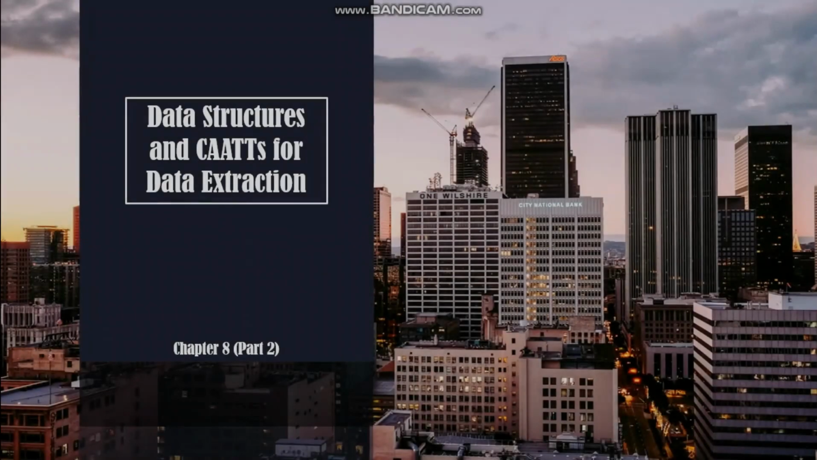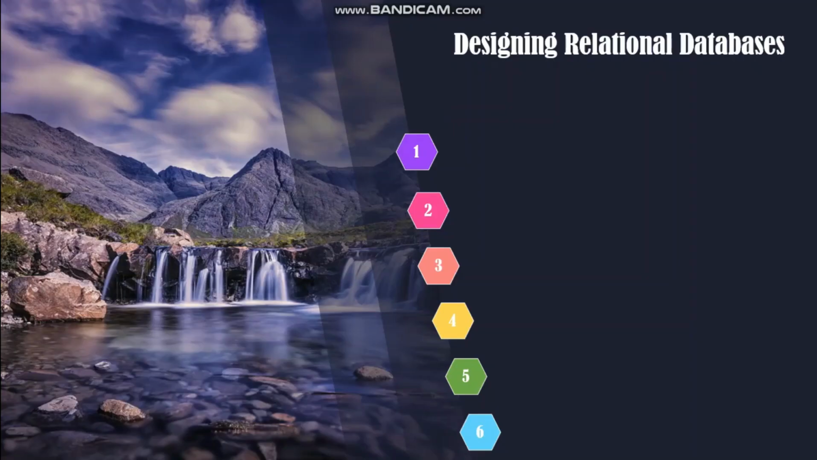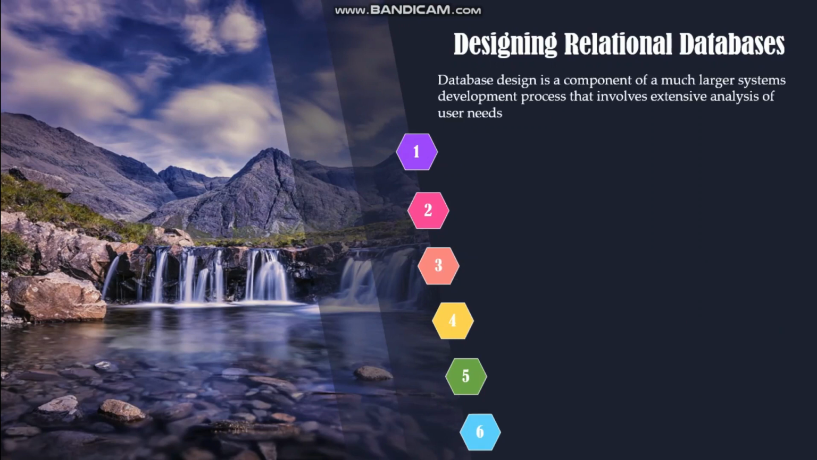So hi everyone. So this is the continuation for chapter 8. So let us now move on to the next topic, which is designing relational databases. Database design is a component of a much larger system development process that involves extensive analysis of user needs, which is also the topic of chapter 5. Thus, our starting point is one that normally follows considerable preliminary work that has identified in detail the key elements of the system under development.